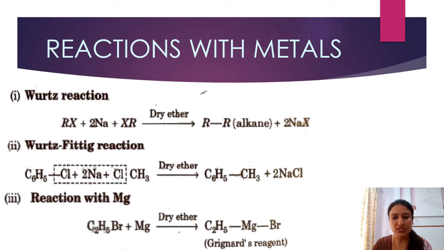Next is our Wurtz reaction. This is a named reaction and it is also very important. Here, alkyl halides react with sodium in dry ether to give a hydrocarbon containing double the number of carbon atoms present in the halide. Here you see the alkyl groups are doubled in the product. This reaction is performed in the presence of dry ether and is known as Wurtz reaction.